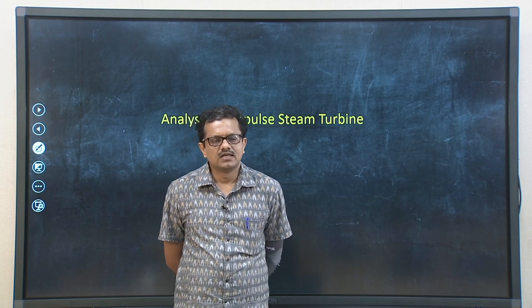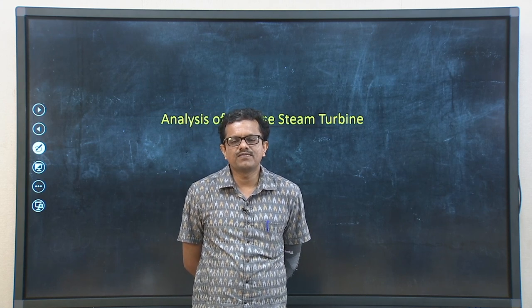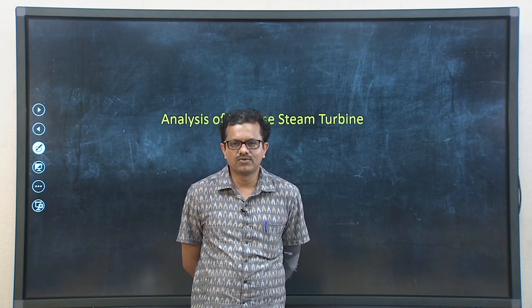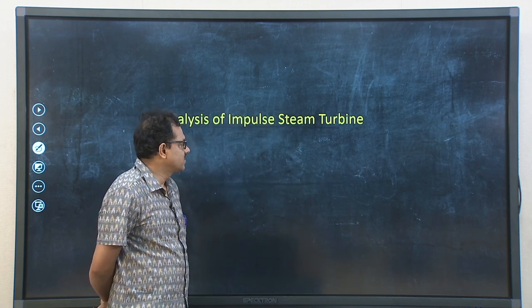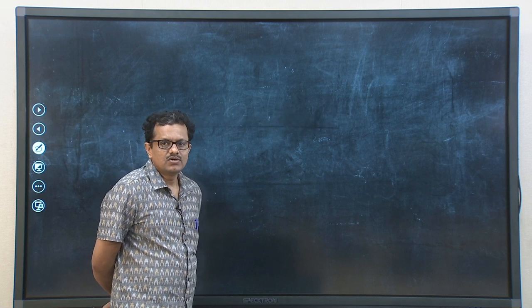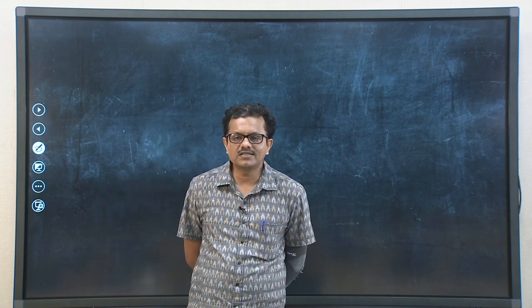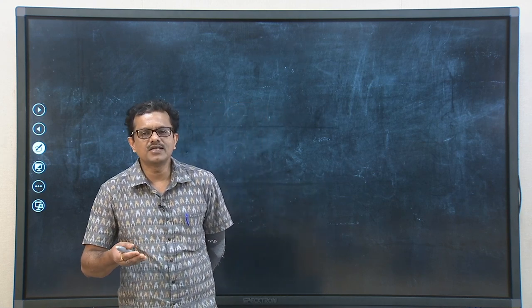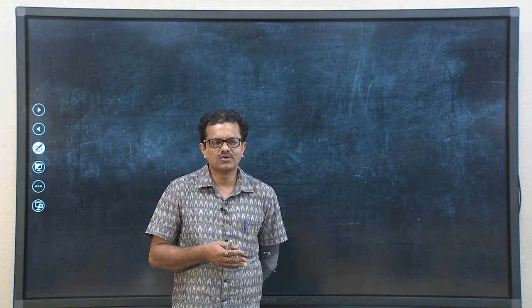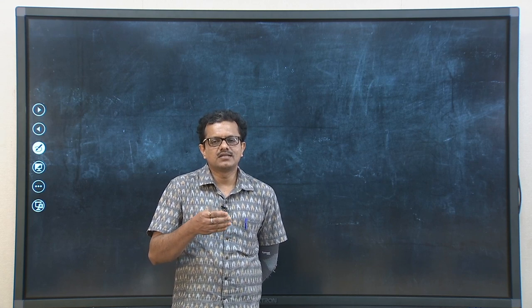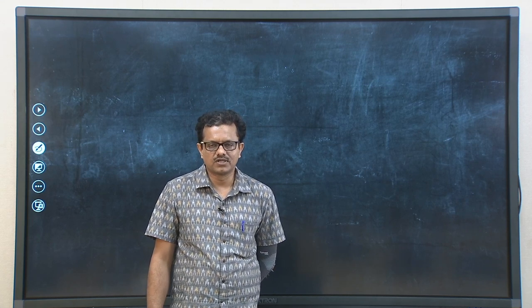suggests that impulsive effect is responsible for the spinning or whirling action of the turbine wheel. What is that? Impulsive effect is nothing but the difference in momentum of jets which is deflected by the blades, and that is described by Newton's second law of motion.